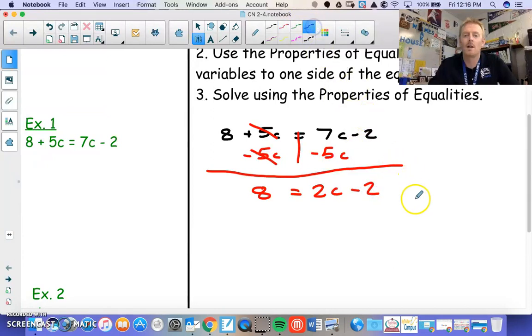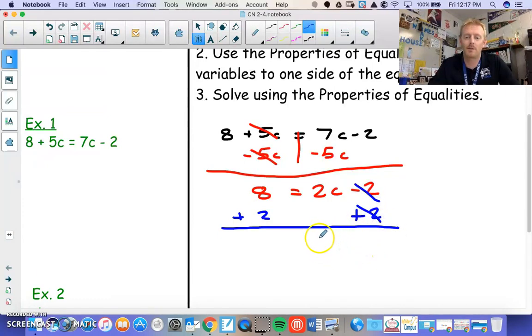Now our next step would be to get all of the constants onto the opposite side. So this is kind of like what we did in lesson 2.3 right now. We're going to take this negative 2 and we're going to add 2 to make this be inverse. So we're going to have plus 2. And we get ourselves into the situation of those canceling out to be 0. And then 2c is equal to 10. Now we divide like we did in previous problems to get c is equal to 5.